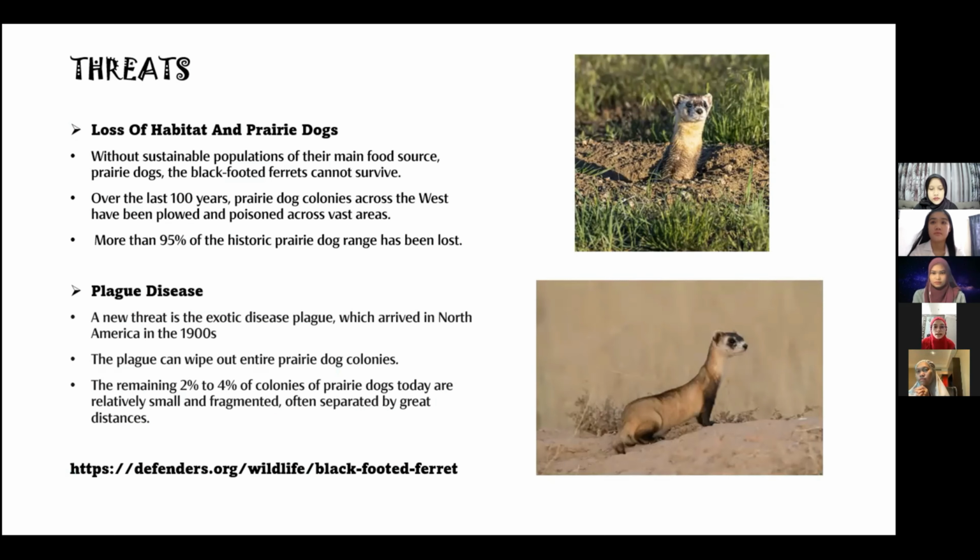Secondly, plague disease. A new threat is the exotic disease plague, which arrived in North America in the 1900s. The plague can wipe out entire prairie dog colonies. The remaining 2% to 4% of prairie dog colonies today are relatively small and fragmented, often spread by great distances. As we can see, the first picture is an example of a cloned black-footed ferret, and the second is a black-footed ferret when it got plague disease.